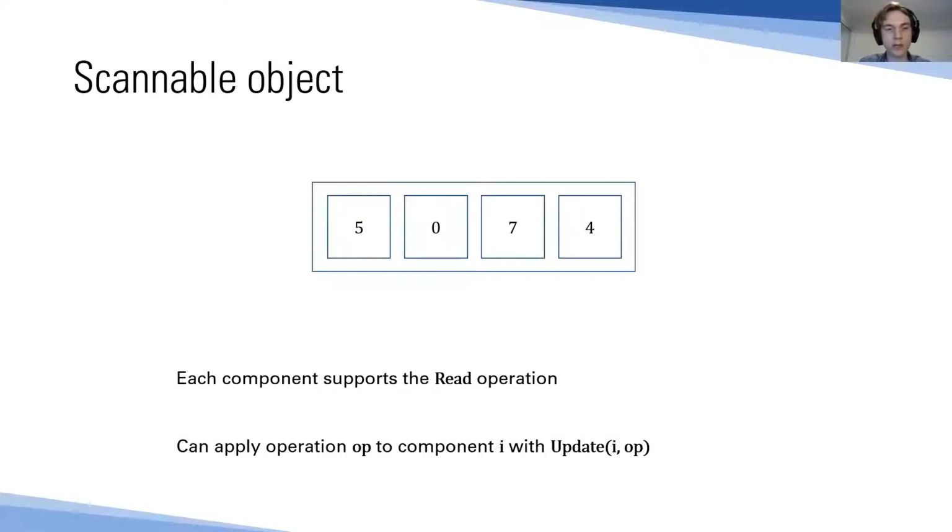So for example, let's suppose component 2 of this scannable object here is a test-and-set object. Then we could use the update to test-and-set operation, which would both set the value of the second component to 1, and it would return the value 0. So in particular, update operations on scannable objects can return values as well, unlike in the case of a snapshot object.